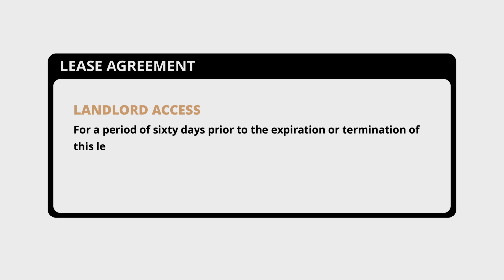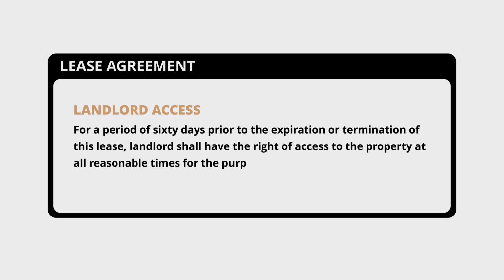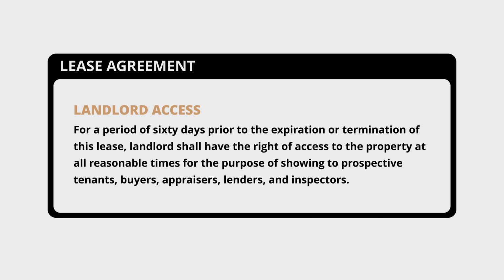Now, the way that I do this is I make sure that there's a line in my lease agreement that every tenant signs stating that I'm going to be allowed to do this when the end of their lease is coming up. Here is what the line says in my lease. This is in the landlord access section of my lease, and it says, for a period of 60 days prior to the expiration or termination of this lease, landlords shall have the right of access to the property at all reasonable times for the purpose of showing to prospective tenants, buyers, appraisers, lenders, and inspectors. With that one line, I'm able to secure the opportunity to show a unit before my current tenant leaves. If they have any questions about it, I politely direct them to that section of the lease.